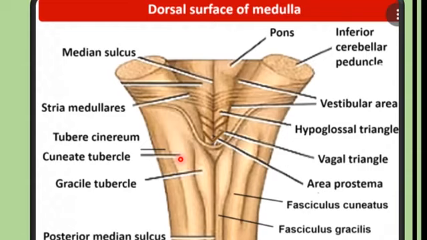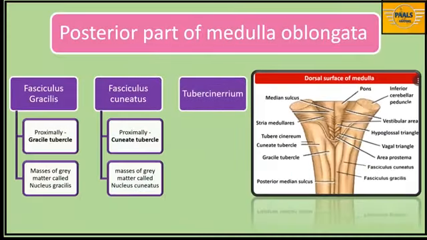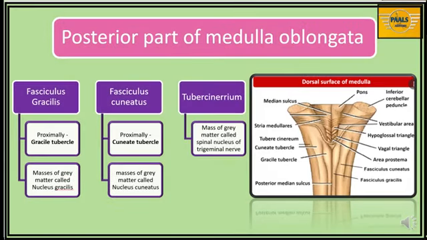Now the last swelling is the swelling of the tuberculum cinereum. This swelling is formed by one of the nuclei of the trigeminal nerve, and this nucleus is called the spinal nucleus of the trigeminal nerve. That's the tuberculum cinereum formed by the spinal nucleus of the trigeminal nerve.